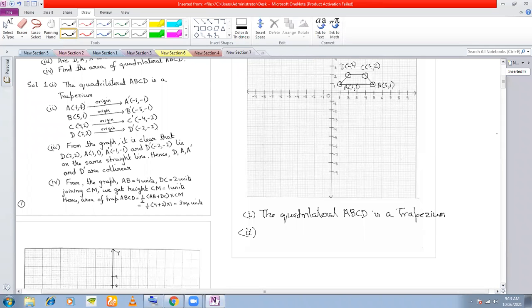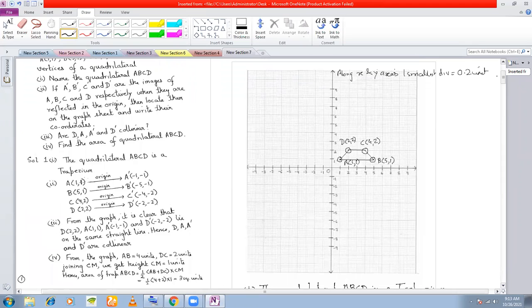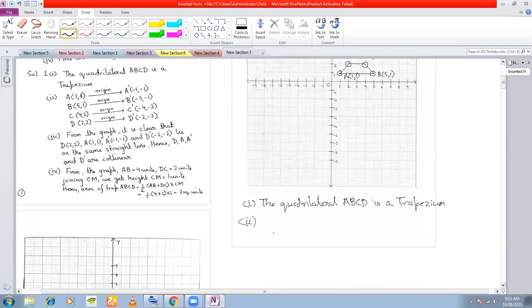Second question is, if A dash, B dash, C dash, and D dash are the images of A, B, C, and D respectively when they are reflected in the origin, then locate them on the graph sheet and write their coordinates. That means you have to write their coordinates and also plot them on the graph. So you'll write the coordinates. The coordinate of A is (1, 1). When A (1, 1) is reflected in the origin, you know the transformation, A dash, the image of A, change the sign of the x and the y coordinates.